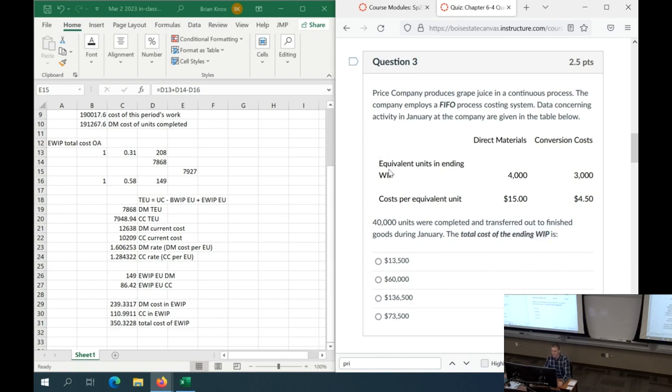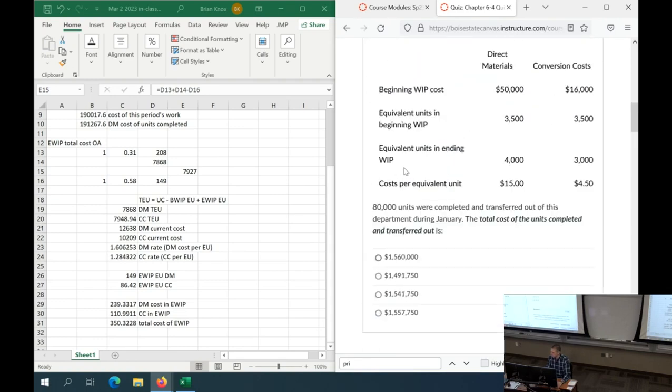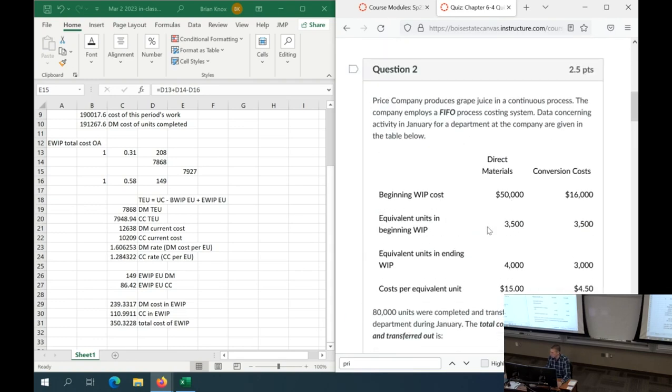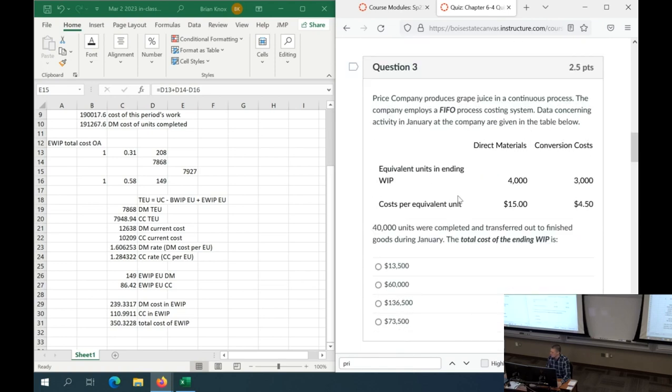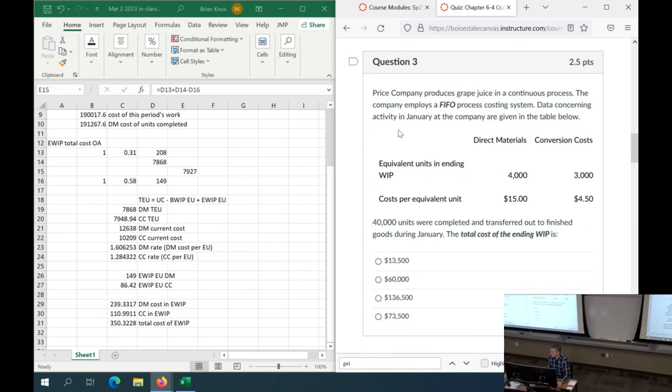And I didn't tempt you with the option of "we cannot complete it," which you might be tempted to choose, especially if you see other Price Company questions that give us more information. Missed opportunity for me, you know.